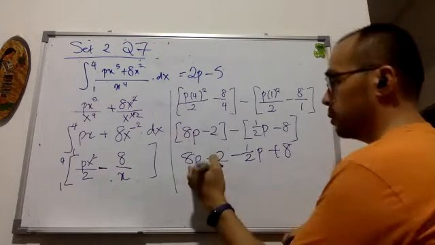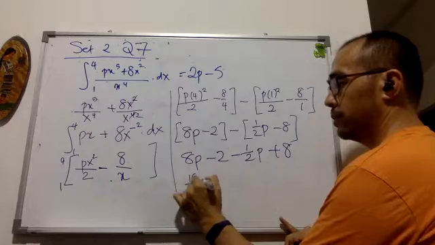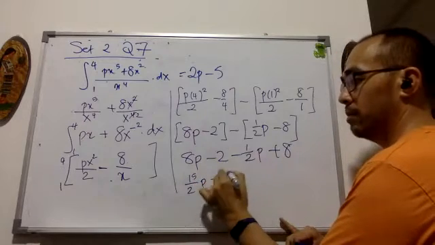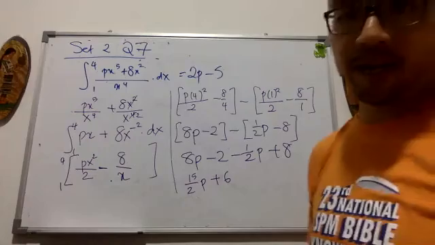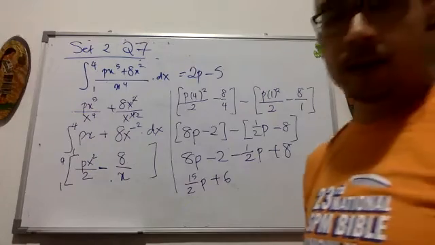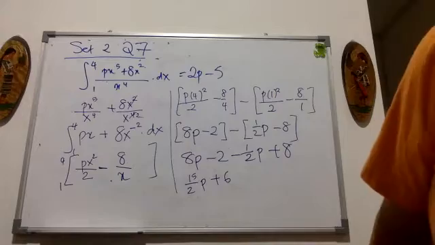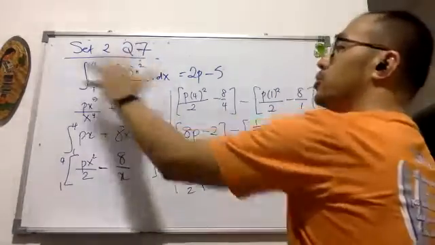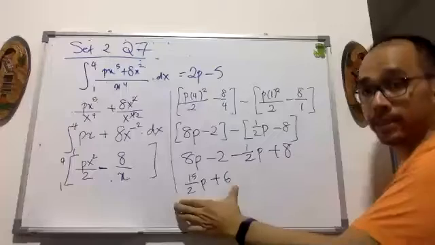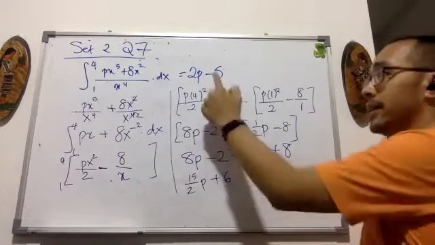Okay, fine. So whenever I minus this, 8p minus half p, this will be 15 over 2p. Minus 2 plus 8 will be plus 6. Okay, so we find, I know, thank you. Which one is not ngam? Ngam, correct. Okay, 15p plus 6. So this part, once you do, it becomes 15p plus 6.